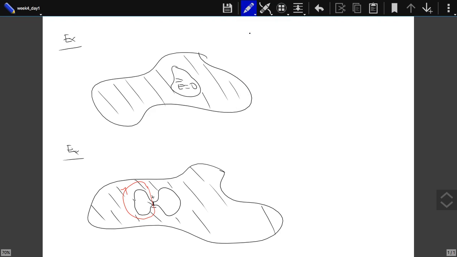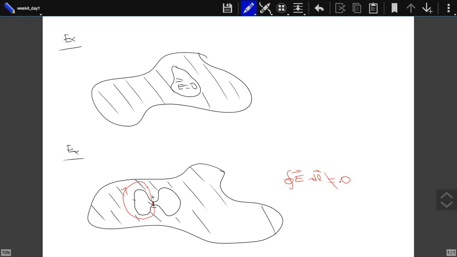And for that particular closed loop, E dot dl around this closed loop would not be equal to 0. Why? Because we know that the electric field here is always 0. There is no contribution from this region. But in this region, the electric field and the dl vector are both pointing in the same direction. So E dot dl is positive in this region. So you sum up, and that loop integral becomes non-zero.